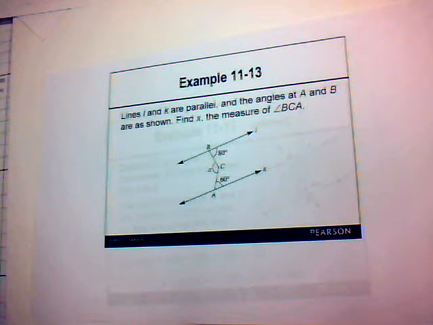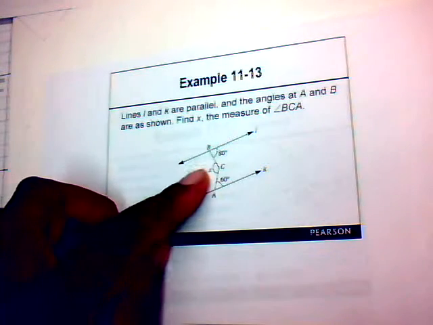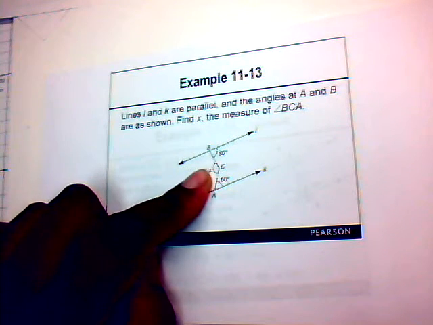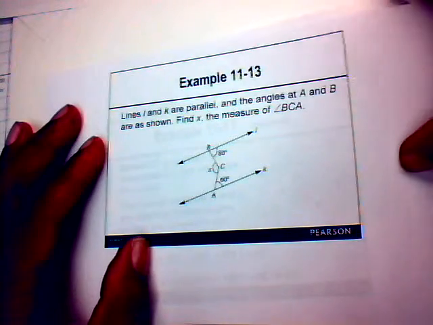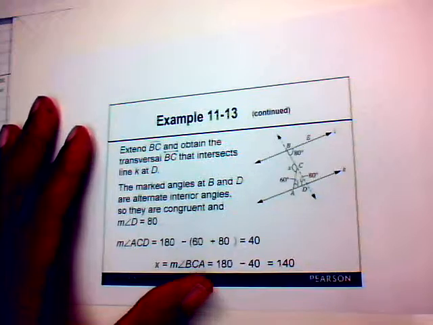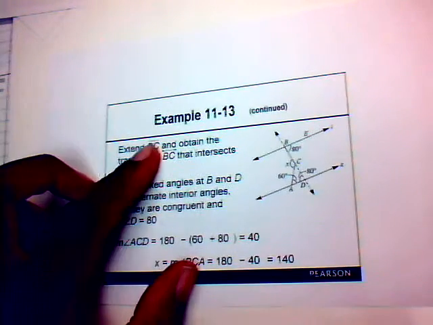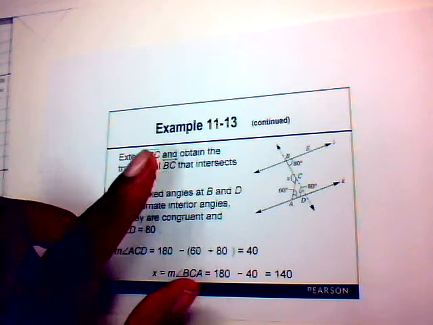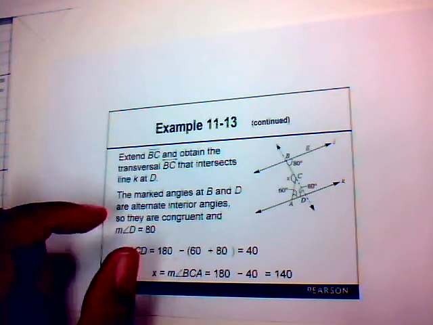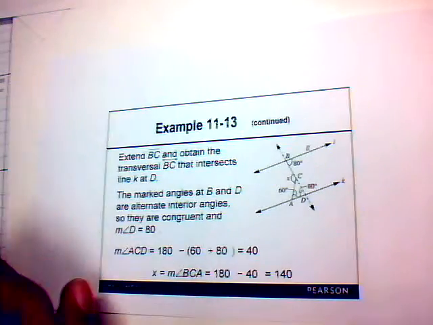Another example with parallel lines: lines L and K are parallel and the angles at A and B are as shown. You want to find x, which is this angle here, the measure of angle BCA. Okay, and here's how they work this one out. What they did was extend BC and obtain the transversal, which is going to be line BC. That's going to intersect K at D.